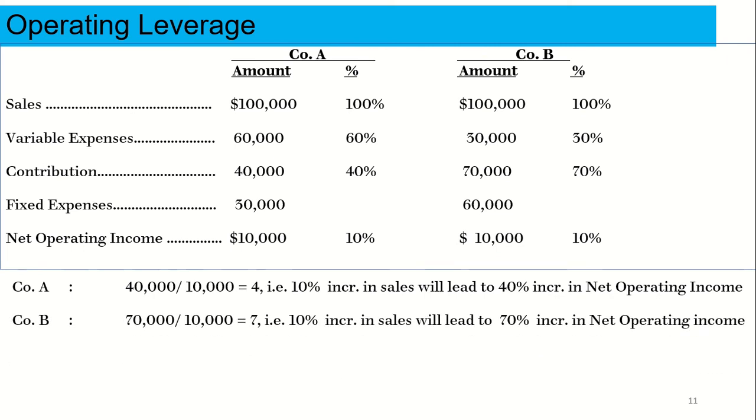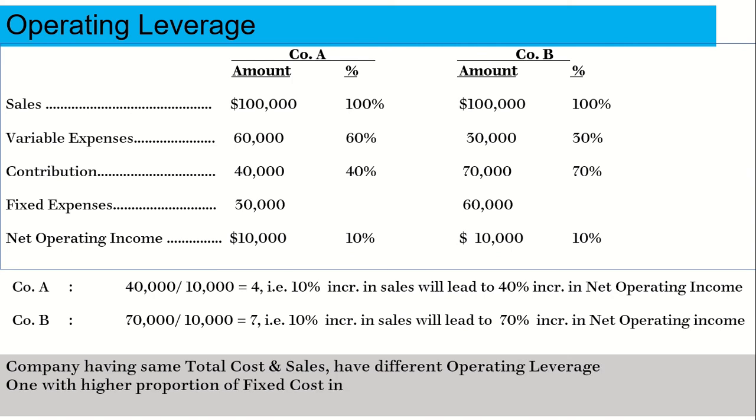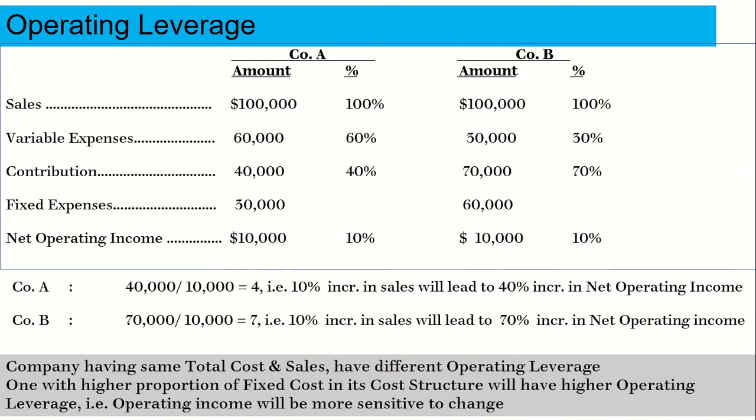What is this in case of company B? It is 7. That is, a 10% increase in sales will lead to a 70% increase in net operating income in case of company B. Companies having the same total cost and sales have different operating leverages. One with a higher proportion of fixed cost in its cost structure will have higher operating leverage. That is, operating income will be more sensitive to change in sales both ways, up as well as down.